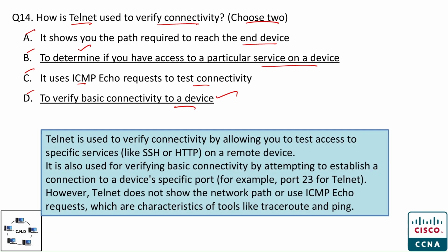So Telnet is used to verify connectivity by allowing you to test access to specific services like SSH or HTTP on a remote device. It is also used for verifying basic connectivity by attempting to establish a connection to a device's specific port, for example, port 23 for Telnet. However, Telnet does not show the network path or use ICMP echo request, which are characteristic of tools like traceroute and ping.